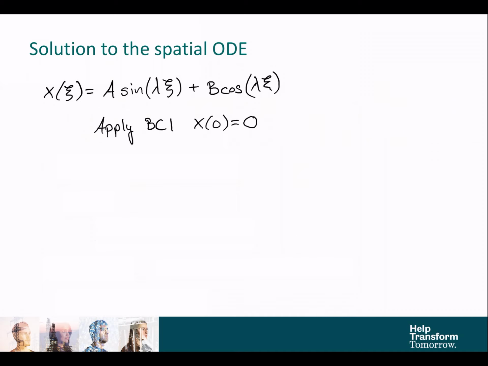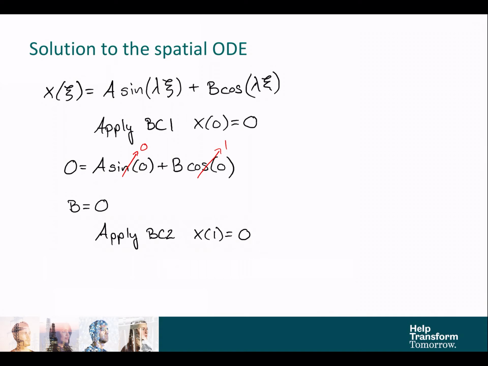First boundary condition, x of 0 equals 0. So if you plug that in, when the argument for sine is 0, that whole term becomes 0. When the argument for cosine is 0, the cosine term becomes 1, and so we're left with the expression b equal to 0. That means there is no cosine term in our solution.